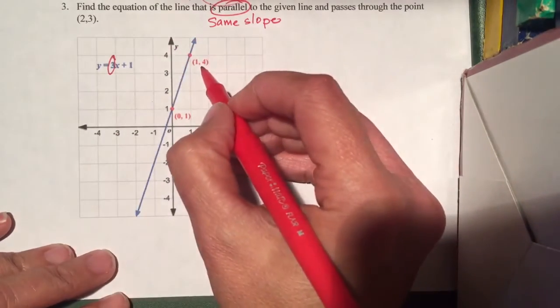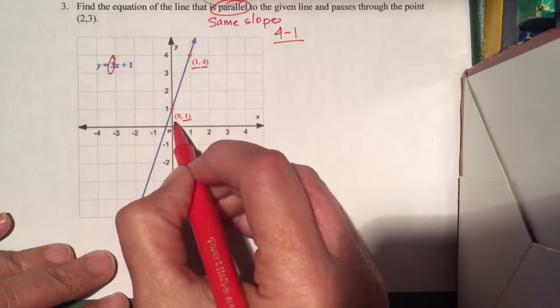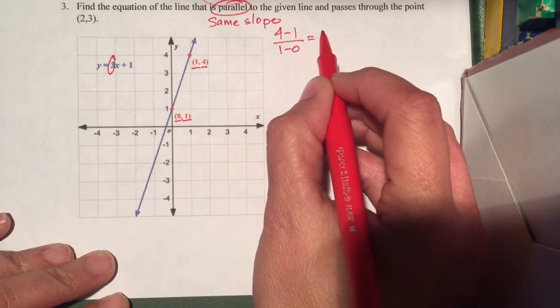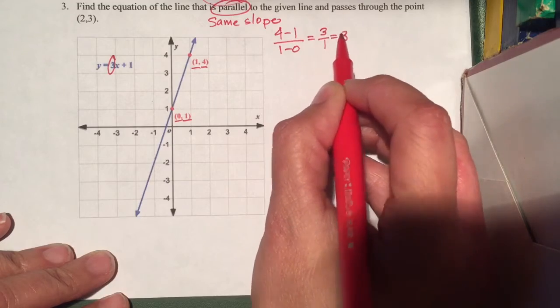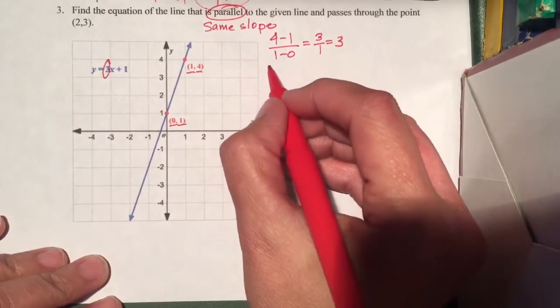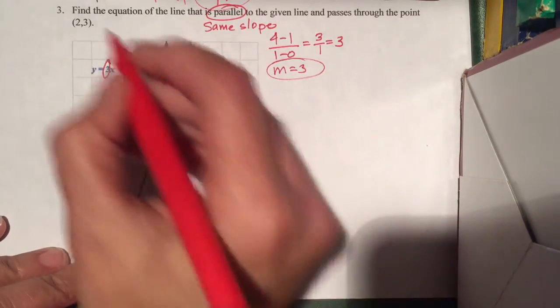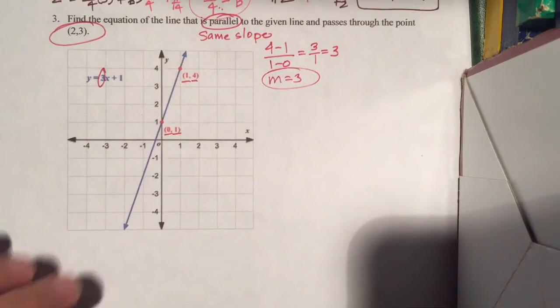If you wanted to go ahead and find it, you would do 4 minus 1, remember the y's, over 1 minus 0, which is the x's, so you'd get 3 over 1, which is 3. But it already tells you the slope is 3. I want the parallel line, so I'm going to use 3 as my slope. And then it passes through the point 2, 3. So now I'm ready to plug in.